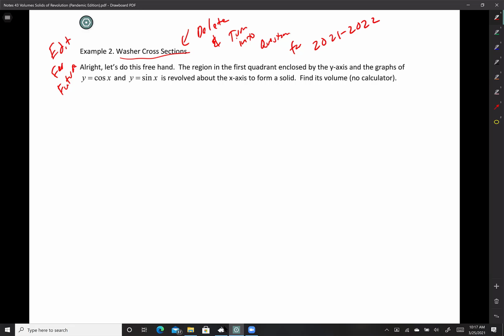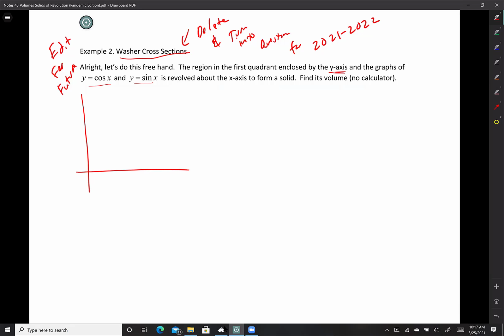All right. It says, let's do this freehand. The region in the first quadrant enclosed by the y-axis and the graph of y equals cosine x, y equals sine x is revolved about the x-axis to form a solid. Okay. Who cares about that part? Let's just do baby steps. Here comes your pre-cal. It's not extreme pre-cal. It's just baby pre-cal. I'm going to exaggerate quadrant 1.